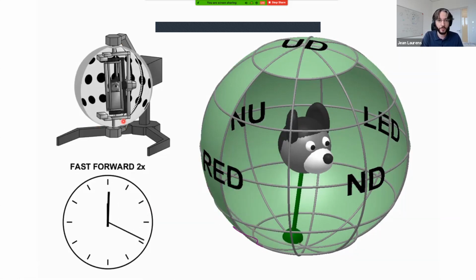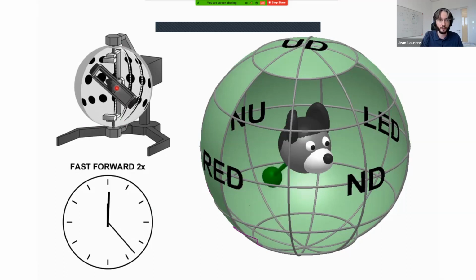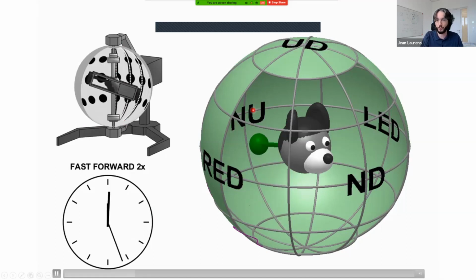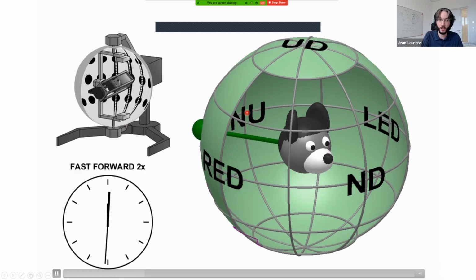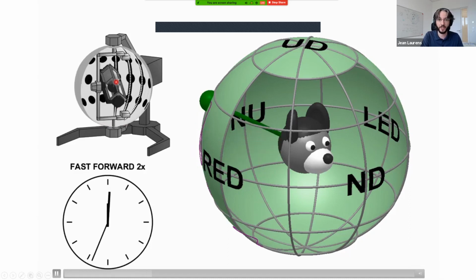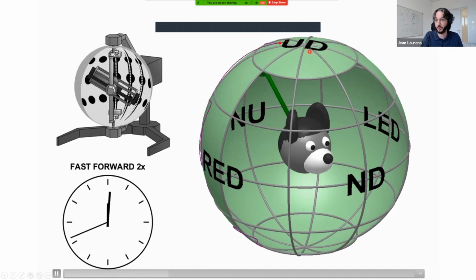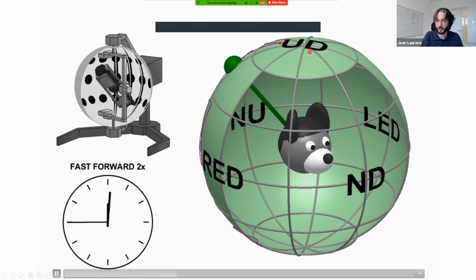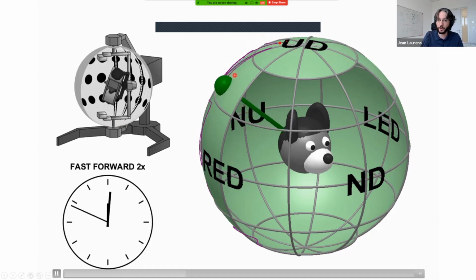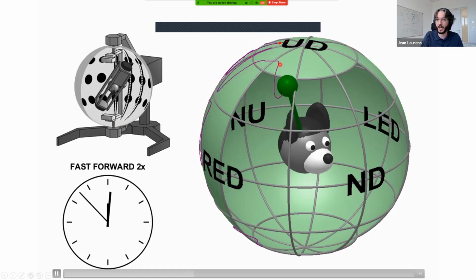Let's look now. The animal is moving towards nose up, and you can see the pendulum going to the nose up position. A little bit further, the animal is tilting towards upside down, and you can see the pendulum at the upside down orientation. Here and here it goes. And you can notice that I am tracing a line that shows the motion performed by the pendulum.